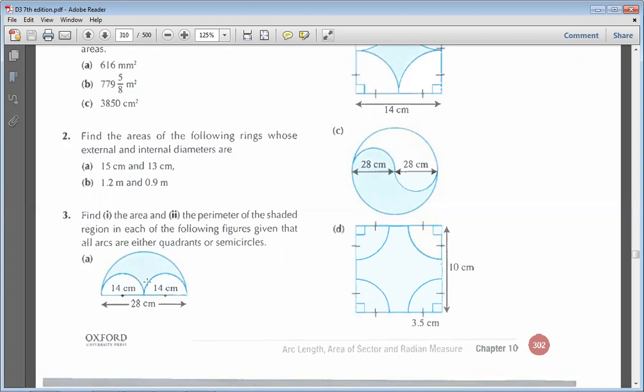The arc of a semicircle is 2 pi r divided by 2. For the big semicircle's arc, I will use the radius 14. And for the smaller arcs, the radius value will be 7. So this is the strategy for question number 3, A part. So let's go and solve this question.